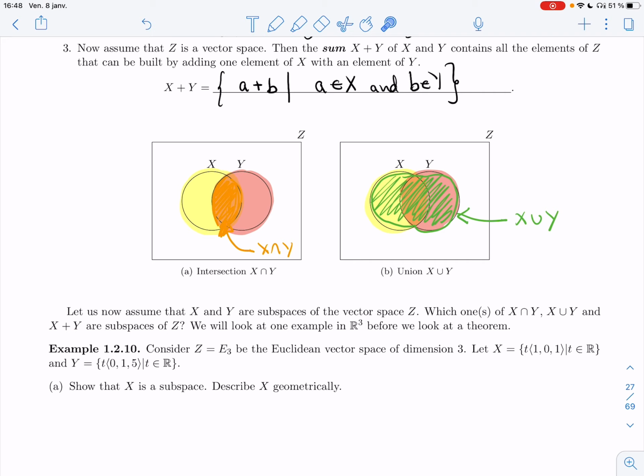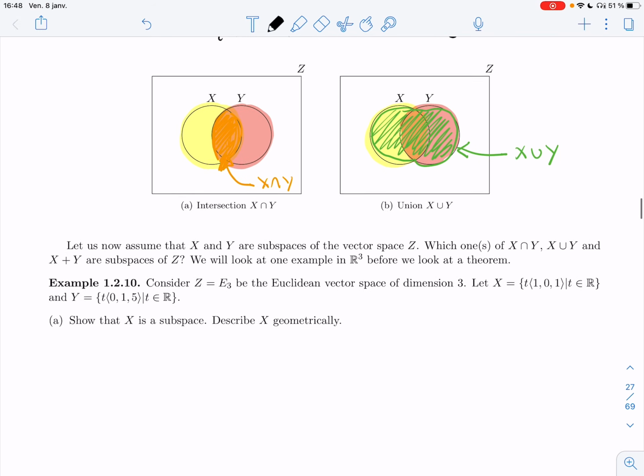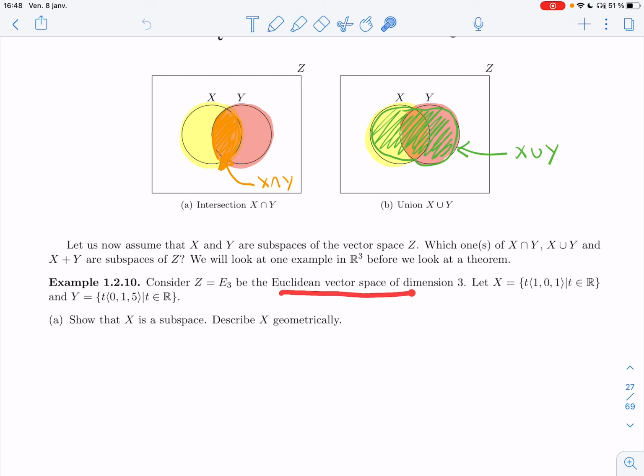So let's start with an example. We'll see what works and what doesn't work in that case, and then we'll try to prove that what worked in that case works in general. All right, so I want to start with Z equals E3, the Euclidean vector space of dimension 3. So that means 3D vectors with the regular sum and regular scalar multiplication. I'm going to look at x, which is this vector space, and I'm looking at y, which is this vector space. First thing, show that x is a subspace, and I want to describe x geometrically.